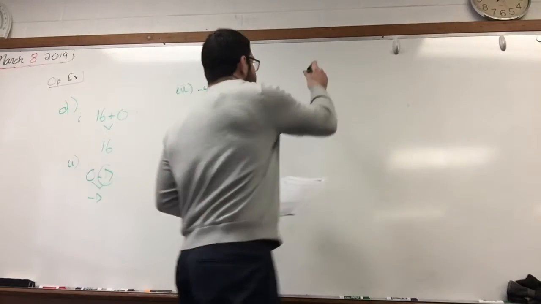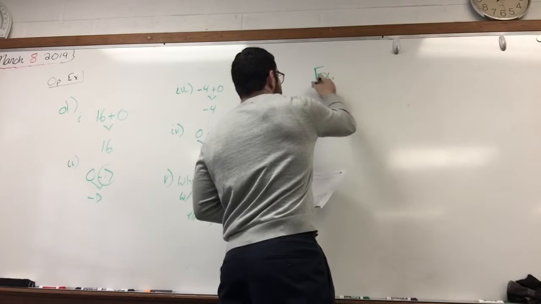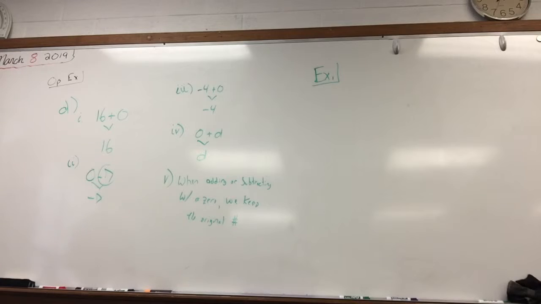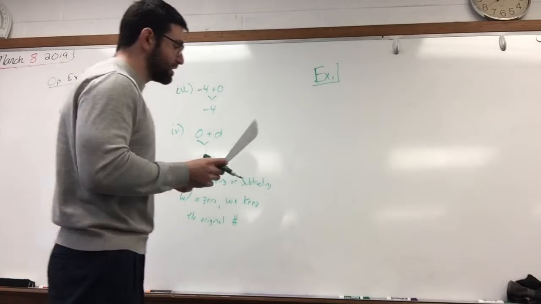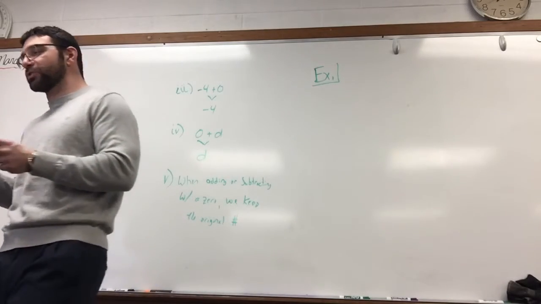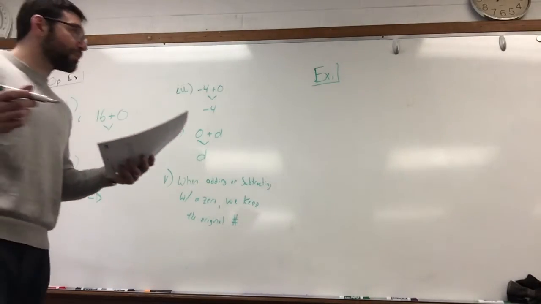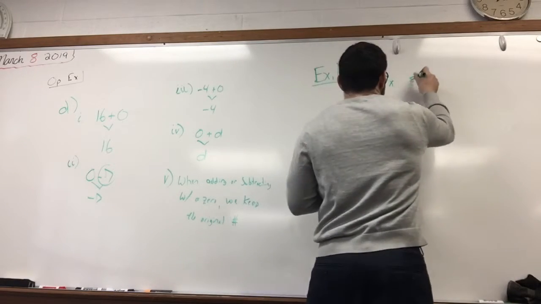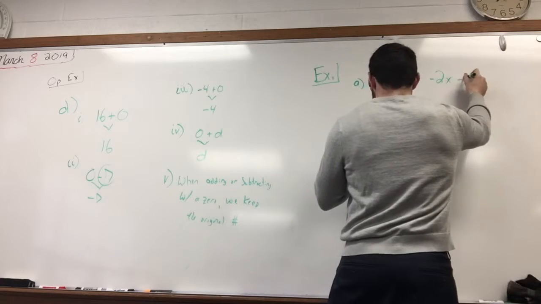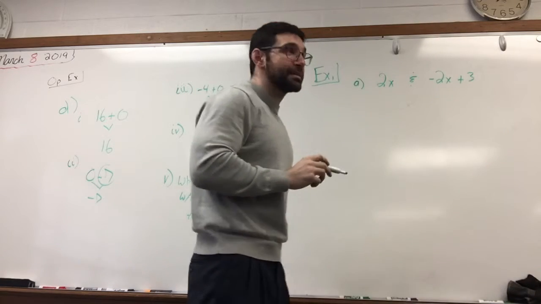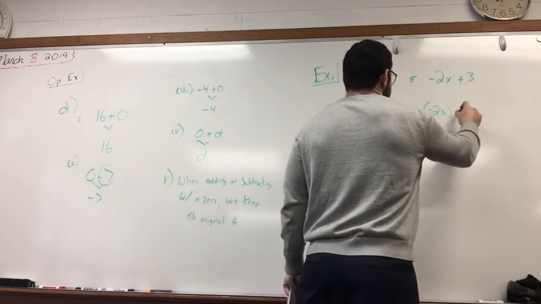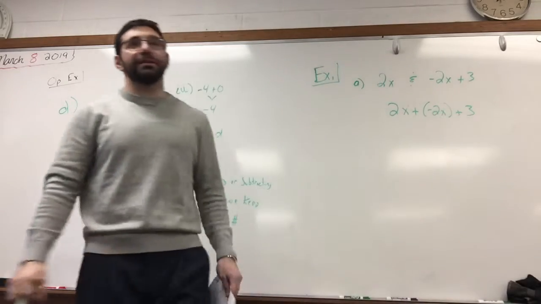So, you're on example 1 now. So you're going to have to flip the page, go to where it says example 1. It says write the sum and then write an equivalent expression by collecting like terms. So letter A I'm going to do for you. It says 2x and negative 2x plus 3. So if I'm writing this as a sum, I'm going to physically write 2x plus a negative 2x plus 3. That is now written as a sum.